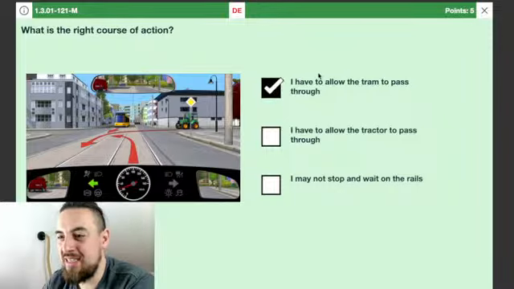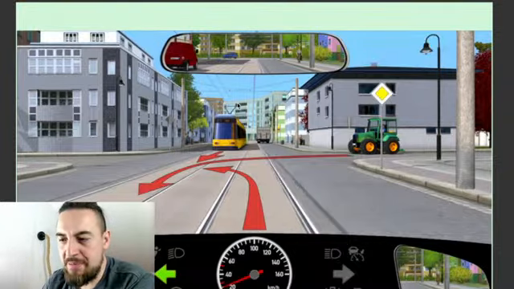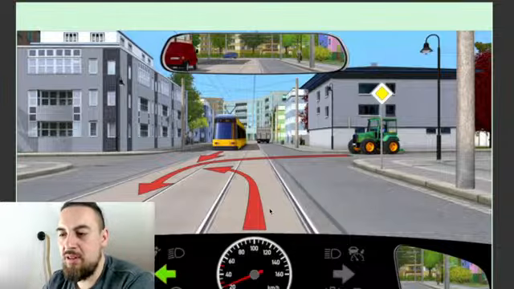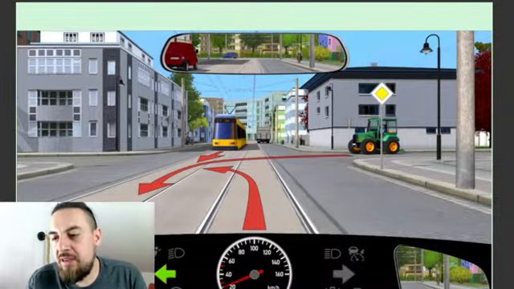is correct. I have to allow the tractor to pass through is not correct. And I may not stop and wait on the rails is false. I am allowed to stop and wait on the rails. So it's just the first one. Exactly. So why? Okay, we are on a priority road, and that's why we have priority in front of the car from the right. But the tram has priority too, and we are about to cross his way, or to cross the coming traffic, and that's why the tram can go first.